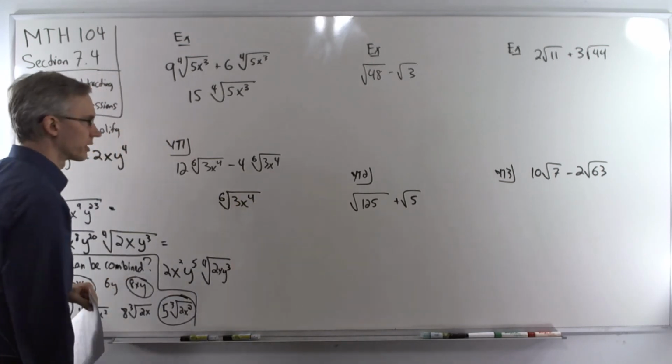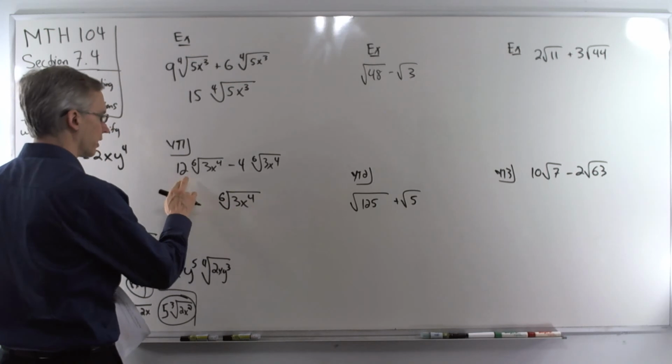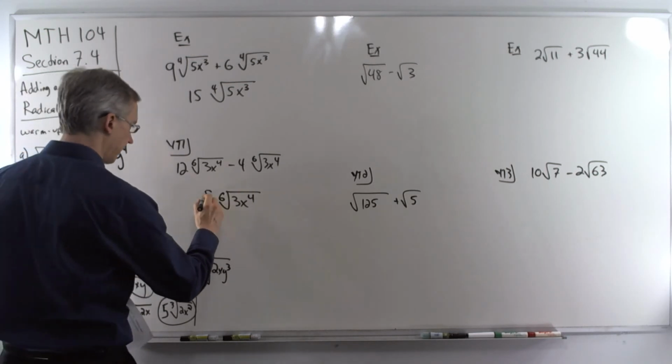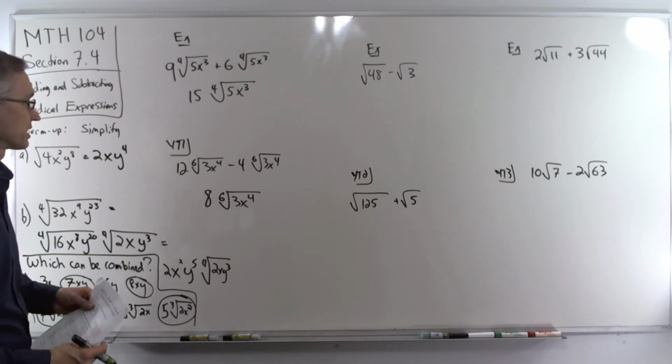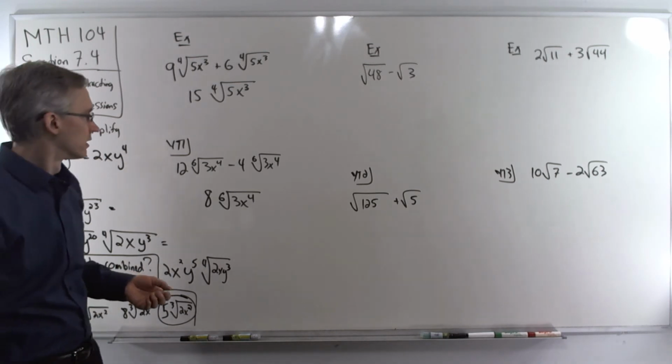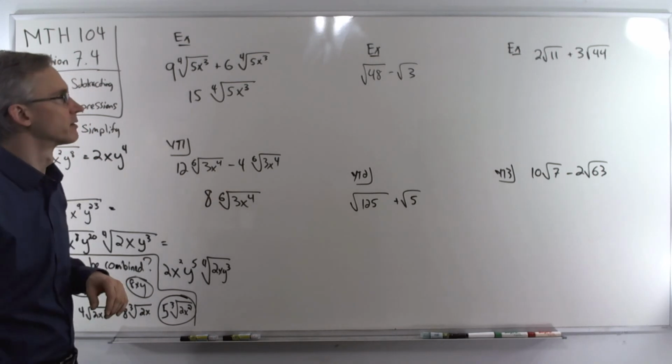Right, the things that we are subtracting are 6th roots of 3x to the 4th. And we have 12 minus 4, which is 8. So we have 8 of those. So that's fine if the radicals are identical. But what if they're not?